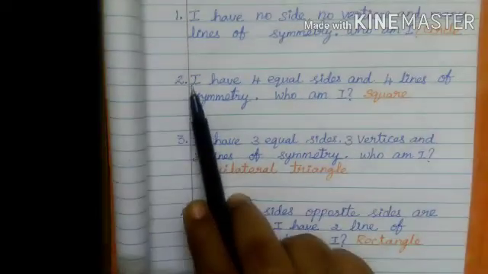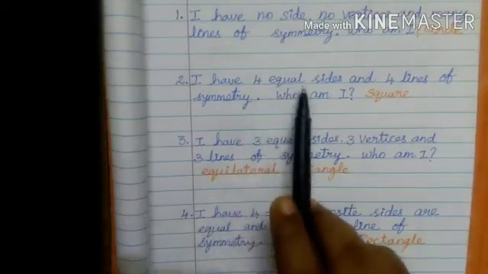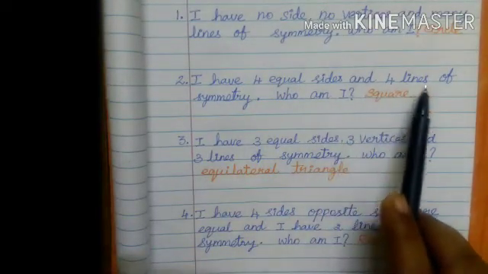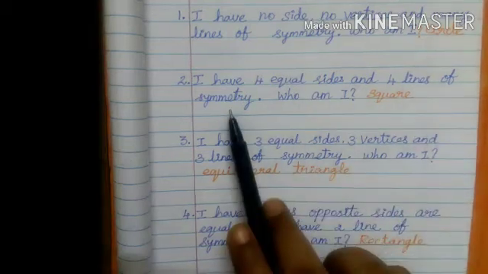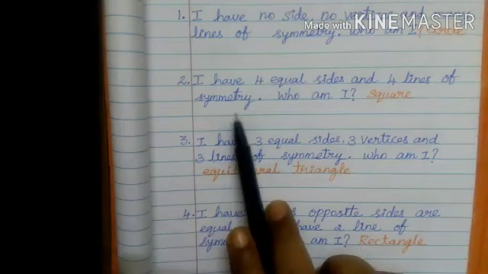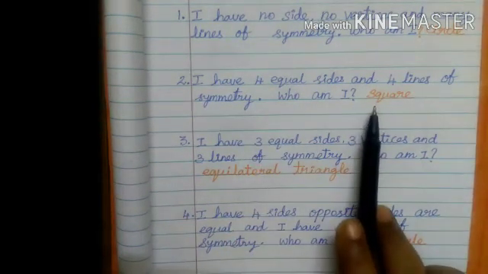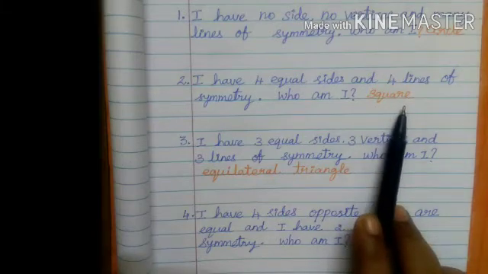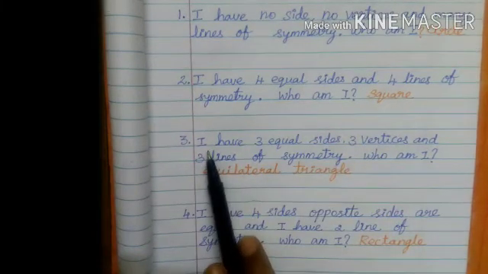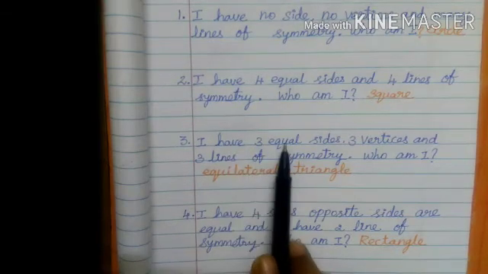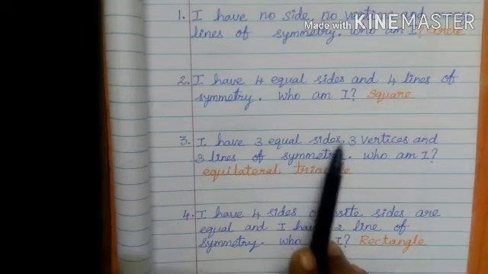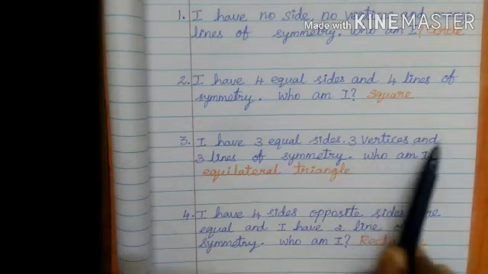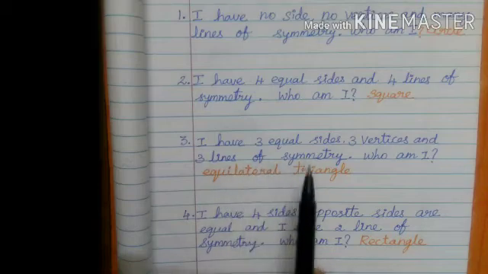Then the second one, I have 4 equal sides and 4 lines of symmetry. So 4 equal sides is saying easy to find out. Square, S-Q-U-A-R-E, square.